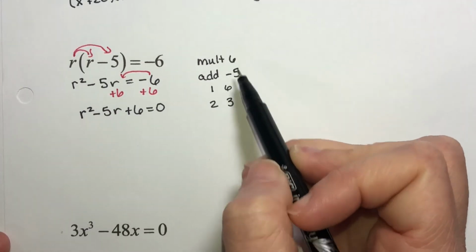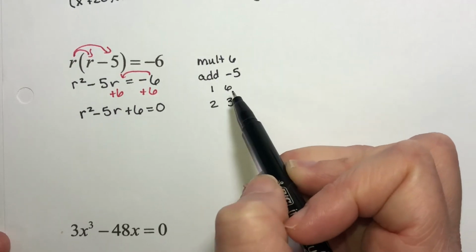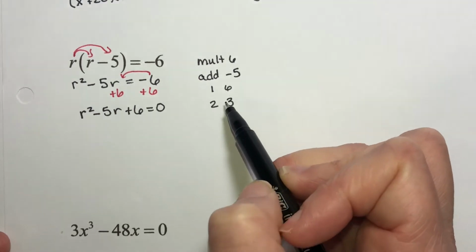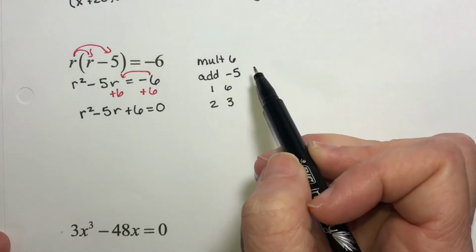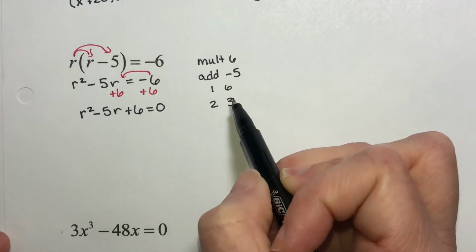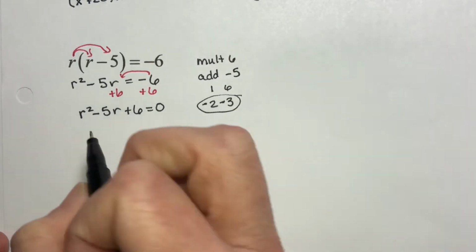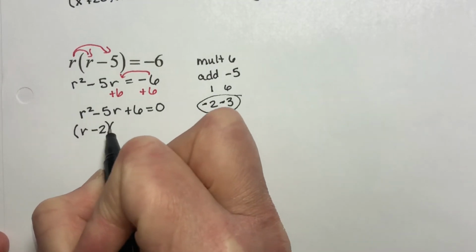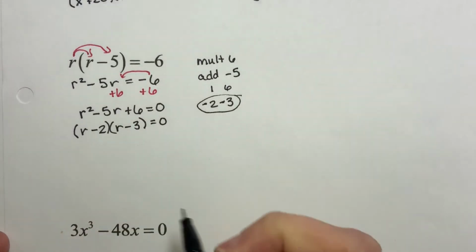And this is one where you have to think about it, because if you get your signs wrong, you could get a 5 different ways here. If I made the 6 negative, I would get a -5. If I make both of these negative, I get a -5. But only one will work for both. If I make this negative, I will multiply to a -6, and that's not what we want. So -2, -3. So this factors as R minus 2 times R minus 3 equal to 0.